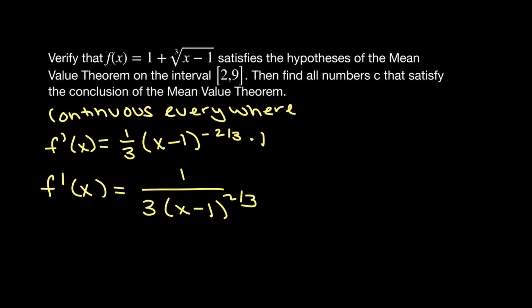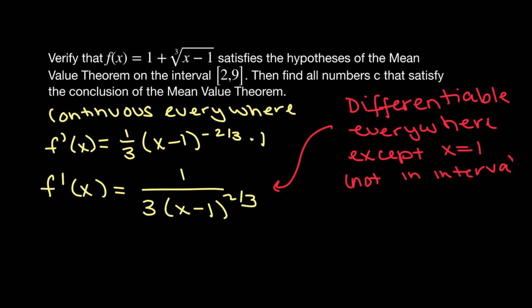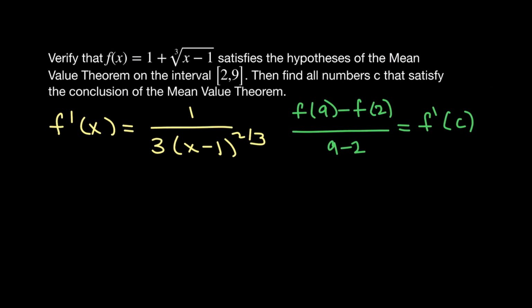So this derivative exists everywhere except x equal 1. This derivative is undefined when x equals 1. That means this function is differentiable everywhere except x equal 1. But the interval I care about is from 2 to 9. 1 is not in that interval, so we are safe from 2 to 9, and the mean value theorem should apply.